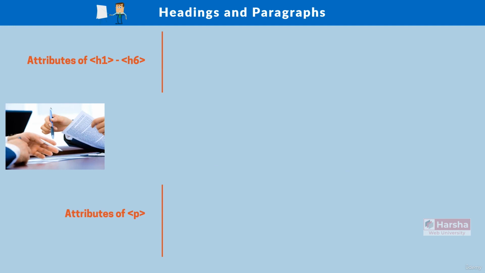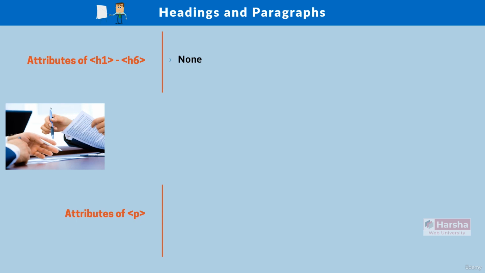Attributes of heading tags, that is H1 to H6. There are no attributes for heading tags. Attribute is a property that can be written inside the tag in order to describe how the tag has to appear. Every tag contains its own set of attributes in order to customize output of that particular tag.